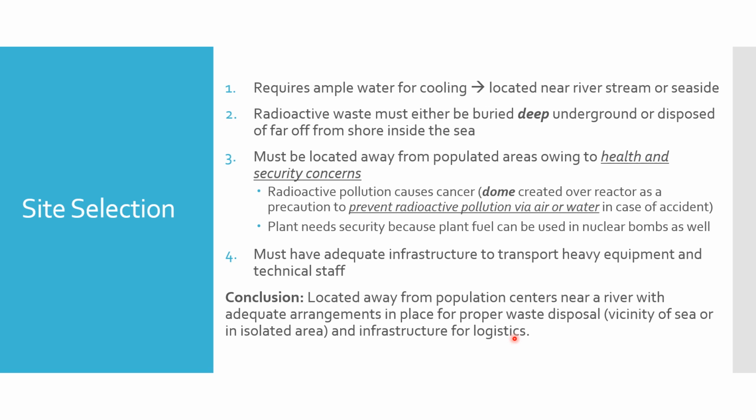So, this site should be near the river, and it should also be suitable for radioactive waste disposal. Either it should be near sea, or it should be in an isolated area where the radioactive waste can be disposed of deep inside the earth, and it cannot infect the surrounding land. And if this surrounding land is used for production of crops, then that will be problematic. So it should be located in an isolated area, and then there should be adequate infrastructure in place for logistics. By logistics, I mean transfer of materials and personnel and all of that stuff.